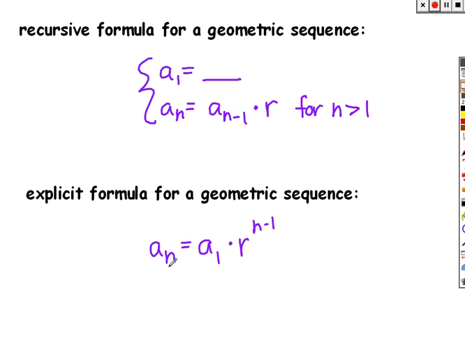Or again, if I want to find the 100th term, I'd take the starting term and multiply by the ratio 100 minus 1, or 99 times, because the 100th term is 99 terms after the first term. So this is your recursive and explicit formulas for a geometric sequence. Very important, make sure you have these recorded somewhere.